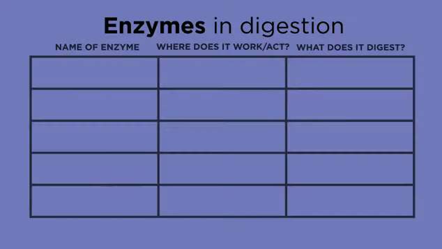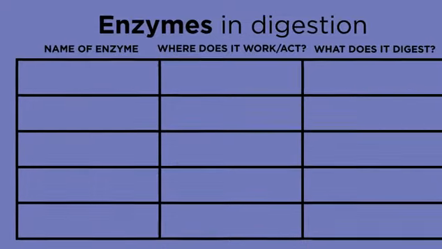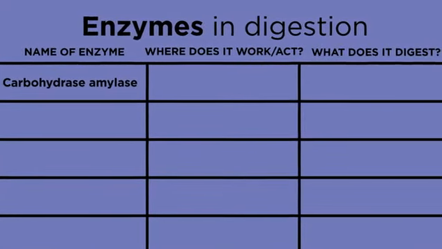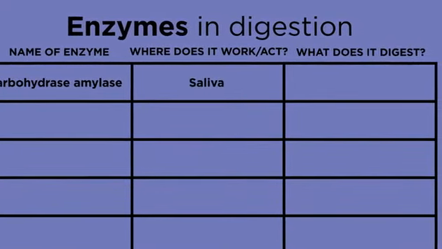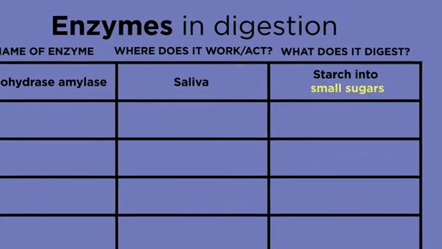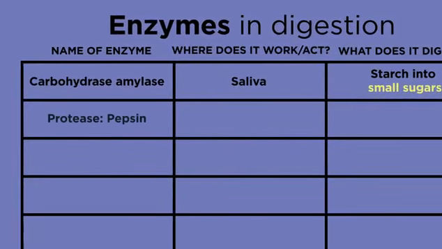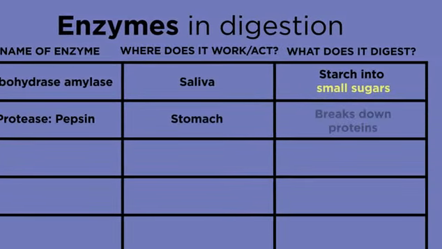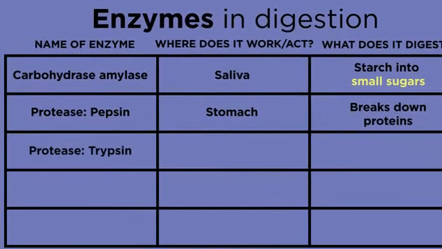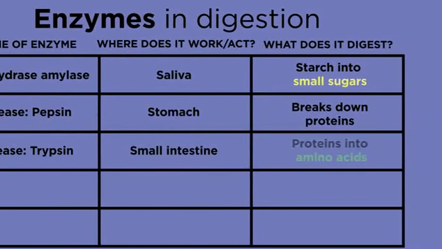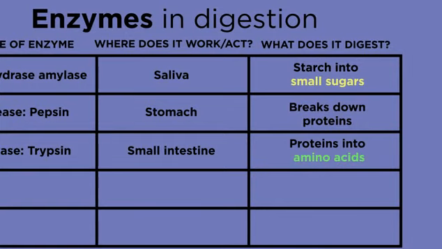So, to recap, the main enzymes involved in digestion: a carbohydrase called amylase is released in the saliva. This digests starch into smaller sugars. A protease called pepsin digests protein in the stomach. Then a protease called trypsin further digests proteins into amino acids in the small intestine.